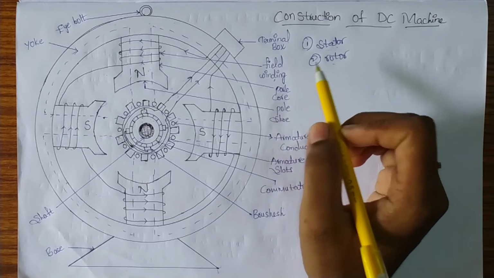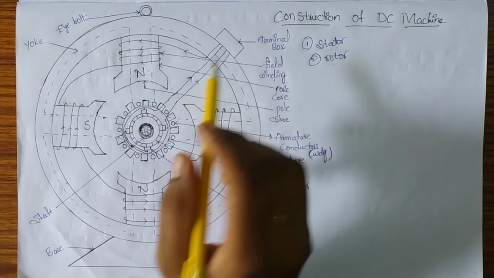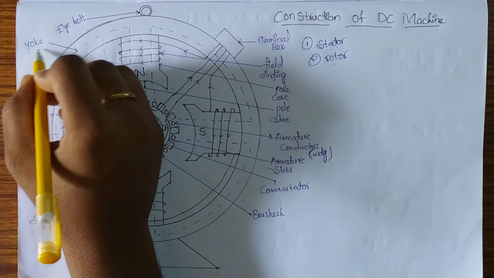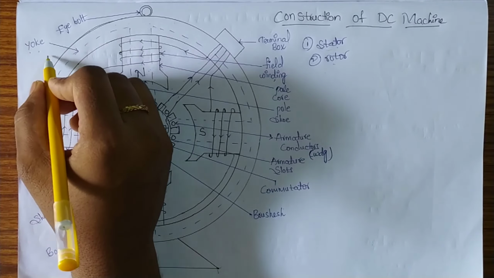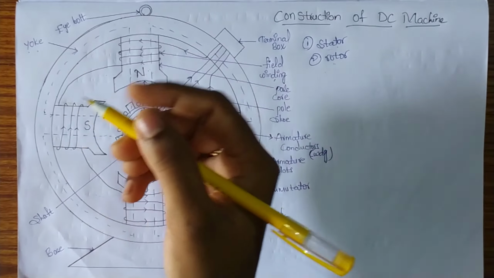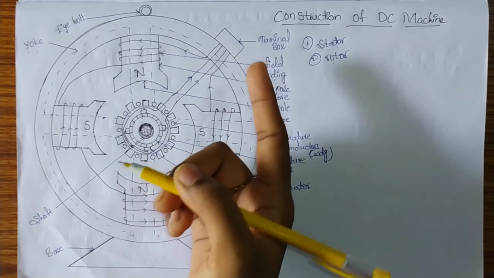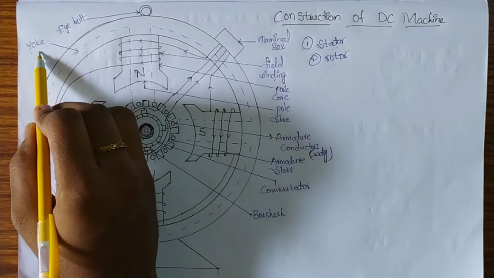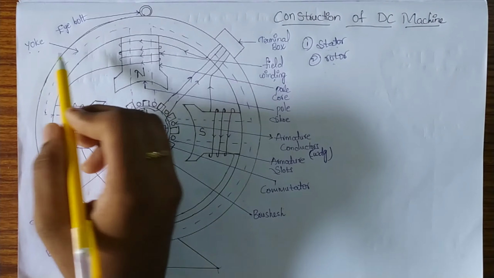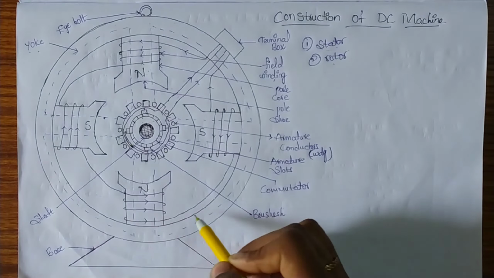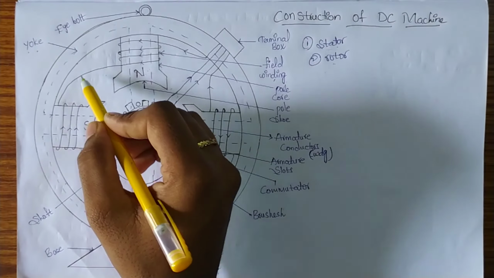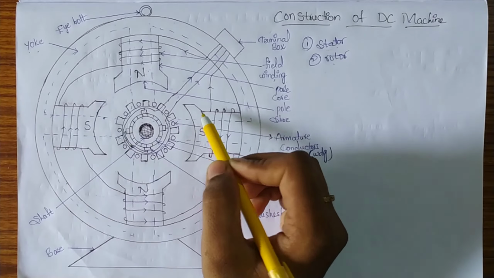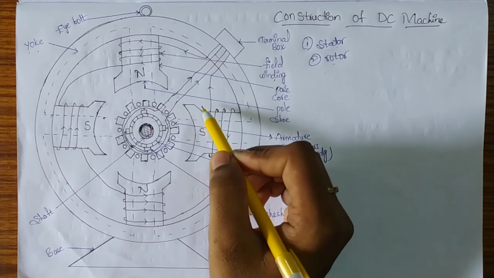Coming first to the stator. The stator mainly consists of the yoke. The yoke is mainly made up of cast iron or cast steel. Cast iron is used for small machines and cast steel is used for large machines. The main function of the yoke is to act as a protective cover for the entire machine, protecting the parts placed inside the machine from gases and dust particles.